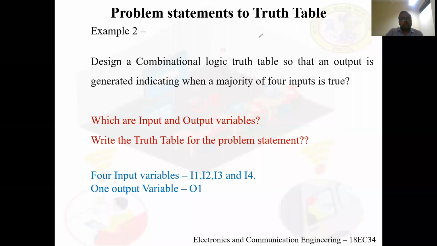We'll go to the next problem. Everyone understood how, for the given problem statement, to come up with a truth table. We'll look at the second example here. And what is the problem statement given here?